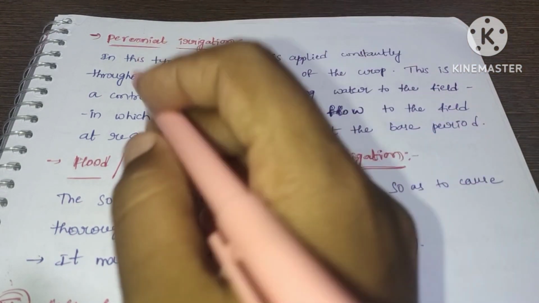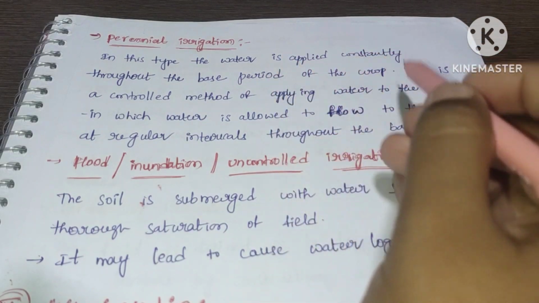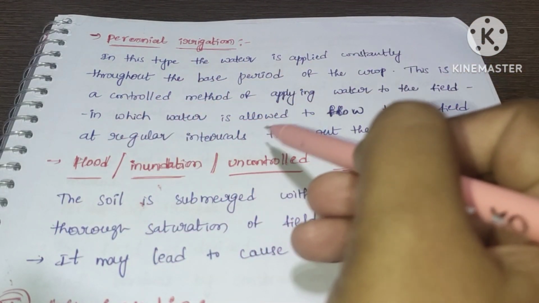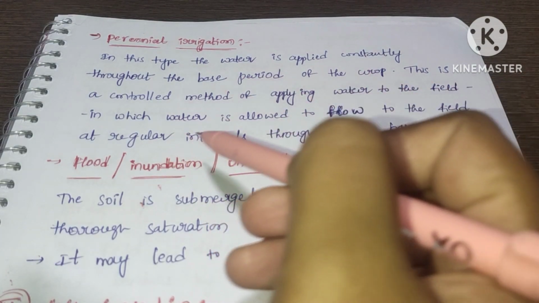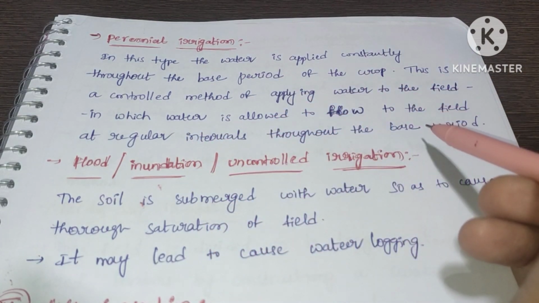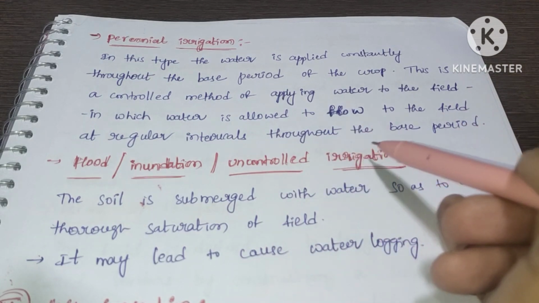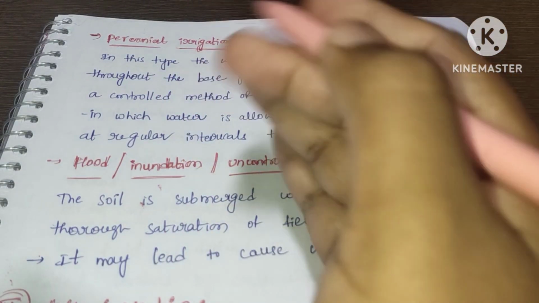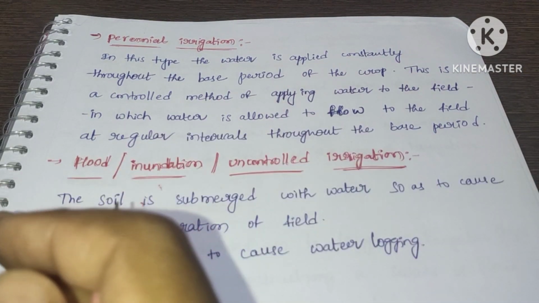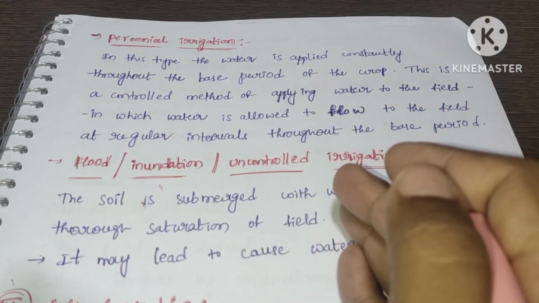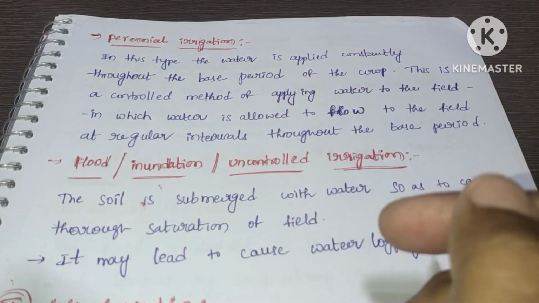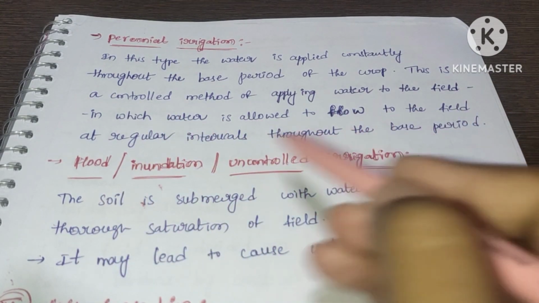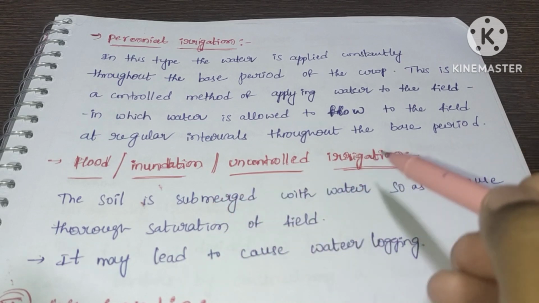Perennial irrigation. In this type, the water is applied constantly throughout the base period of the crop. This is the controlled method of applying water to the field, in which water is allowed to flow to the field at regular intervals throughout the base period. We have to apply the water throughout the base period of the crop. This is the controlled method.